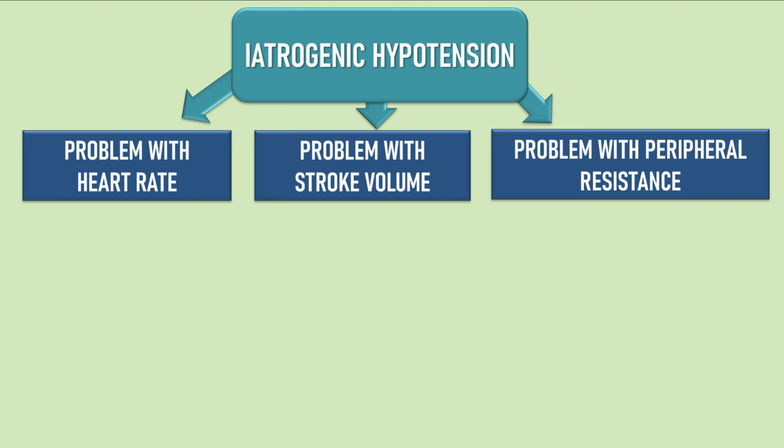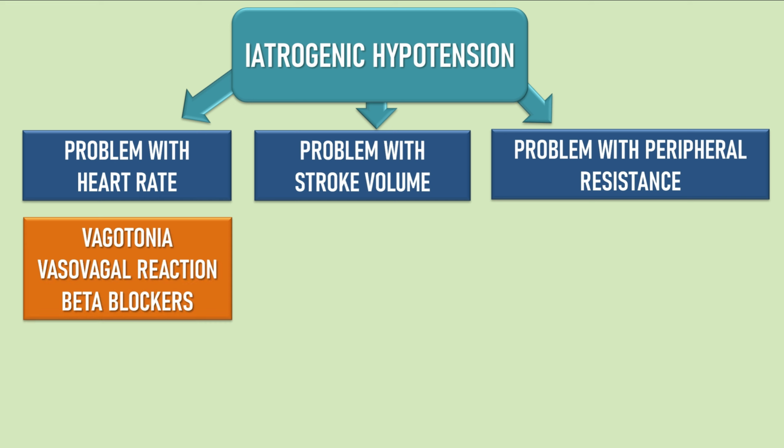A problem of the heart rate may be caused, for example, by vagotonia, where vagal responses are increased, and this can happen with opioid analgesics, for example, fentanyl or remifentanil. Sometimes it's a vasovagal reaction. We've just performed a paracentesis or placed a chest drain, or a young man gets sight of an IV cannula that you're about to put into him and he becomes queasy. It may be caused by beta blockers that slow the heart down.